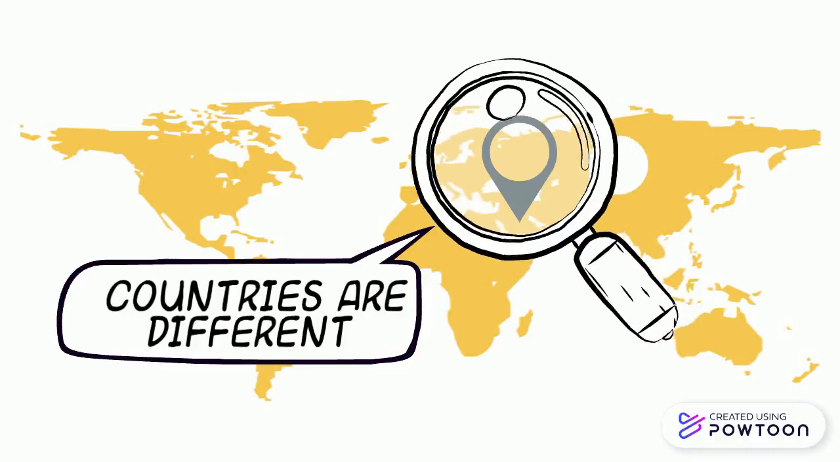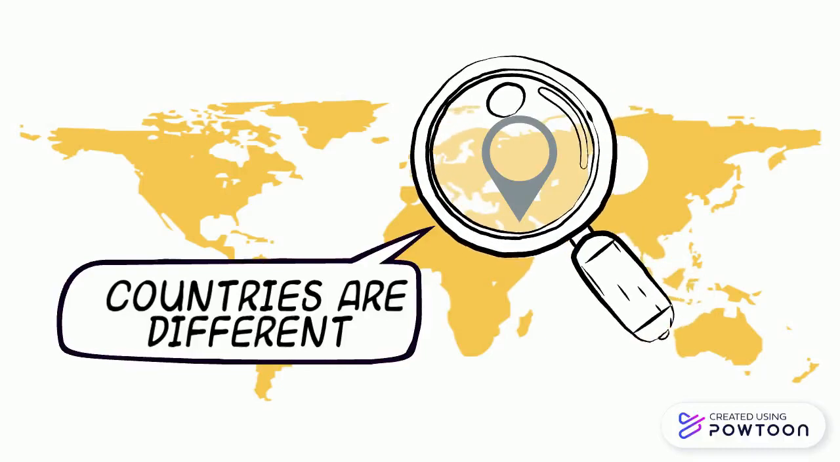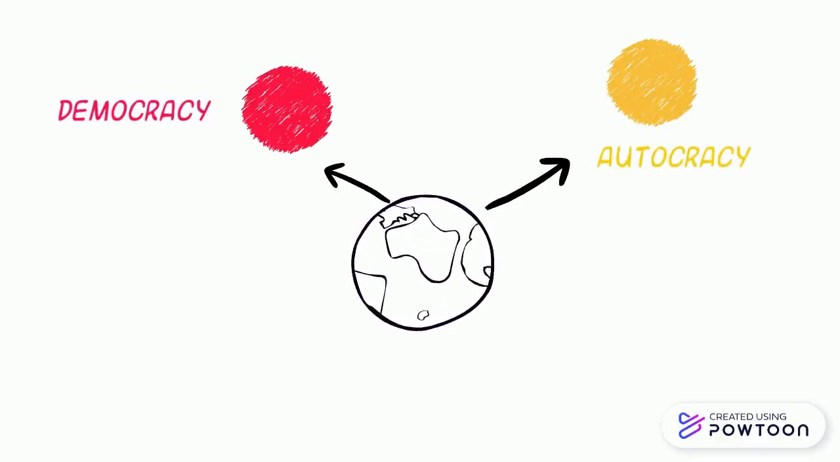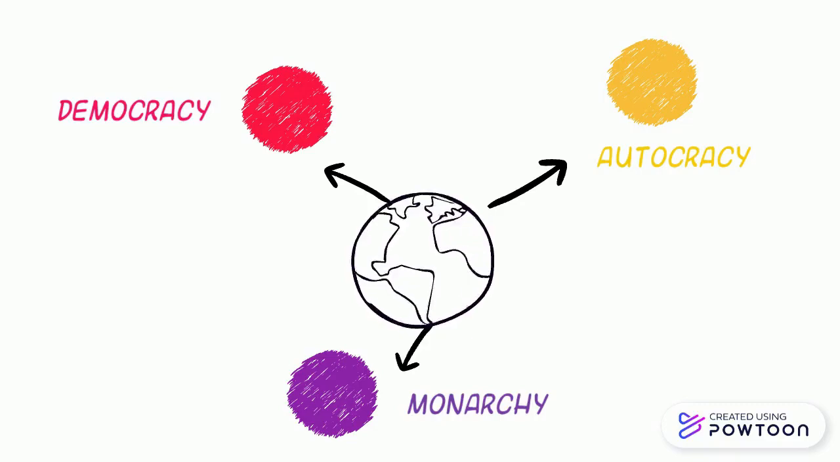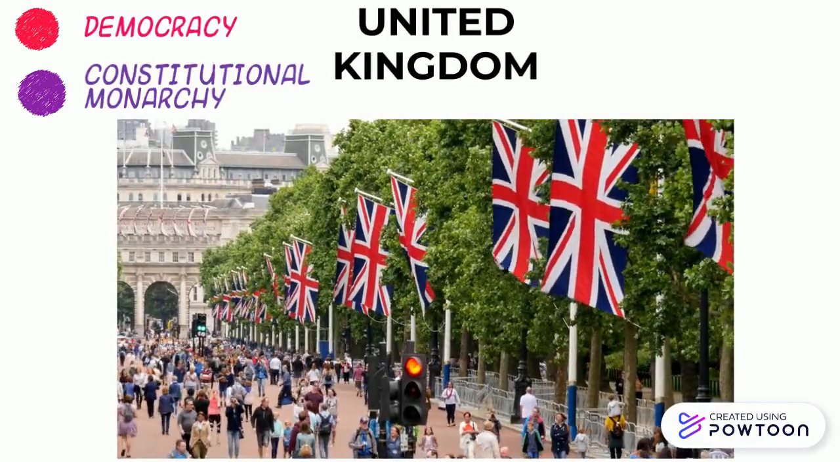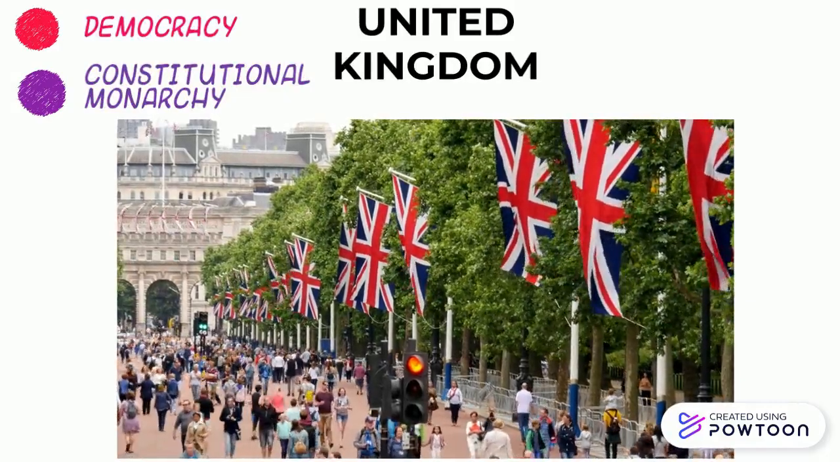All countries are different. Each has their own cultural and political system. These political systems can be defined as a democracy, an autocracy, or a monarchy. For example, the United Kingdom is a democracy and a constitutional monarchy.